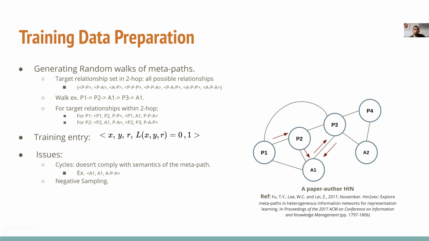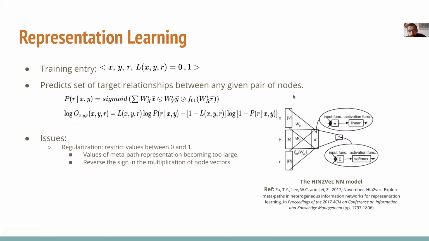Okay. So once our training data preparation is done, the second thing is the model itself. How do we learn the representation of the nodes given this training data? We have such a model here, and this is the HIN2Vec model. So they have X and Y, which are the two nodes, and they have R, which is the meta path that connects them. You remember these training formats, right? This is our training entry, X, Y, and R. The output will be 0 or 1: 1 if X and Y are actually connected through this R relationship, 0 otherwise.